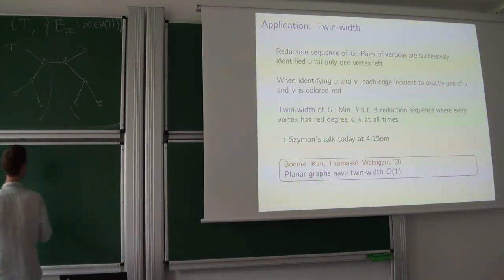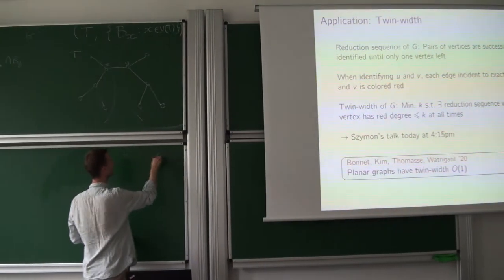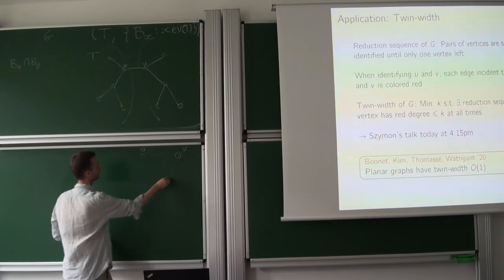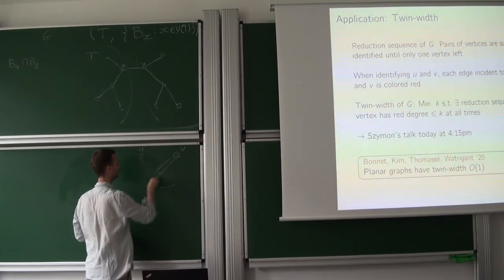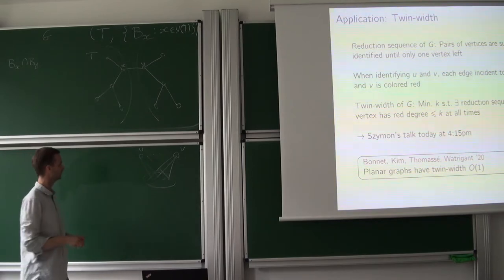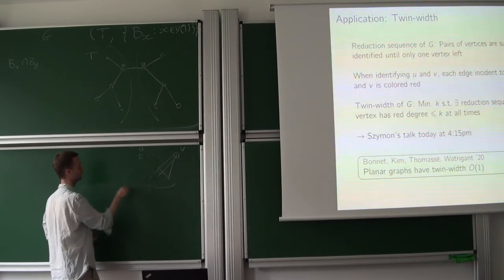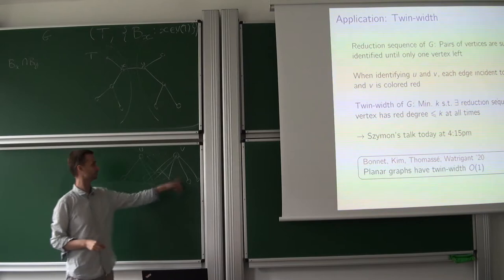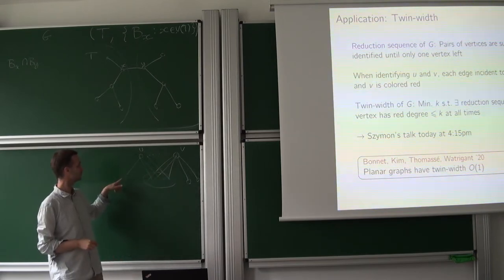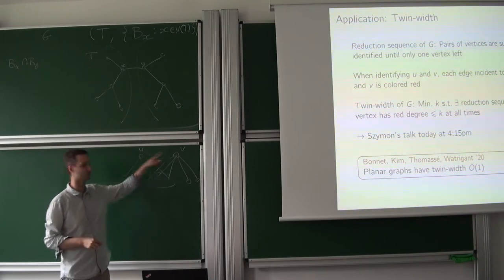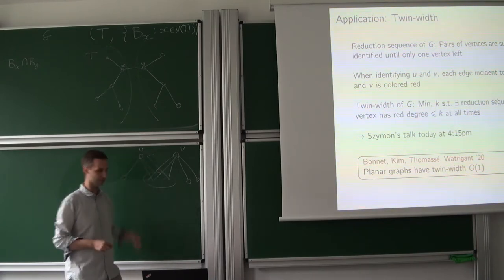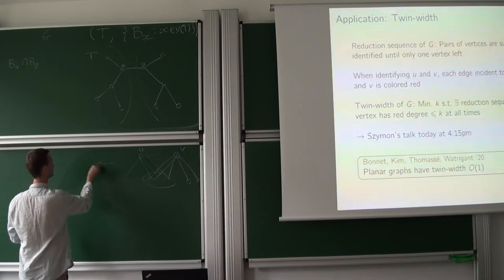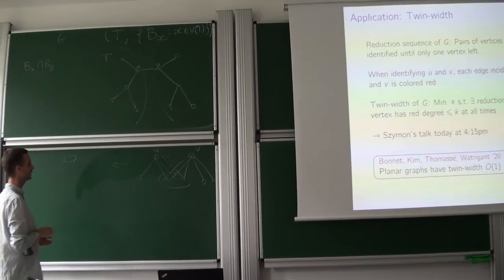But then, the game is the following: when at some point you identify U and V, and I don't care if they are adjacent or not, you look at their common neighborhood in the current graph, but you also look at their private neighbors. Maybe you have one private neighbor there, maybe you have two private neighbors for V. By private neighbors, I mean vertices that are neighbors of exactly one of U and V. And now when you do the identification, you replace U and V by a single vertex.